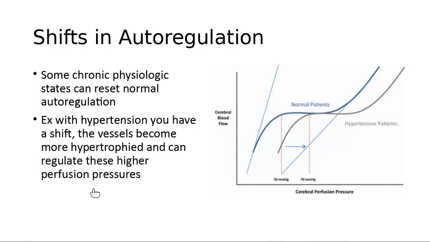Autoregulation can be affected by chronic physiologic states. For example, with hypertension, you have chronically elevated blood pressures, and so the cerebral blood vessels accommodate that to protect from brain injury. Cerebral blood vessels become hypertrophied so that they're able to regulate these higher perfusion pressures. That's important to keep in mind intraoperatively, where you will have higher blood pressure targets in these patients, because without factoring this into your anesthetic management, you can get brain hypoperfusion if you target low to normal pressure targets.